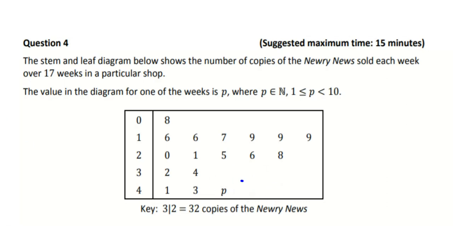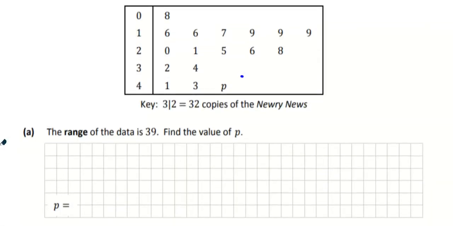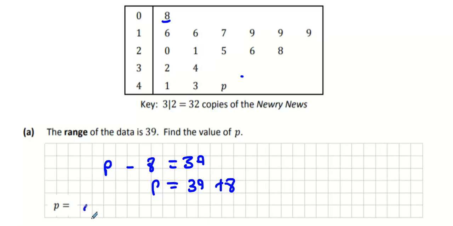Now, what do they want from me? The range is 39. Well, that gives away P, because P is the biggest number, and the biggest number take away the lowest number is 39. This must mean P has to be 47, because it has to be 39 plus 8, which is 47.